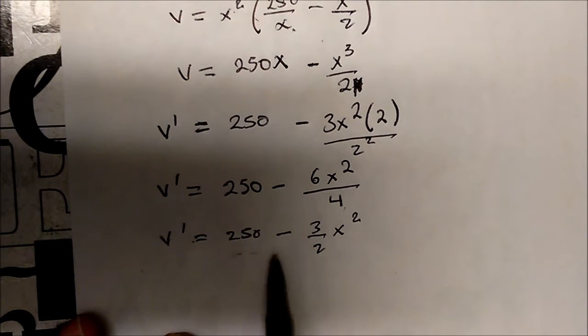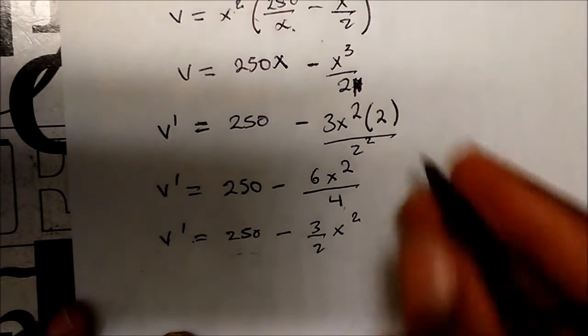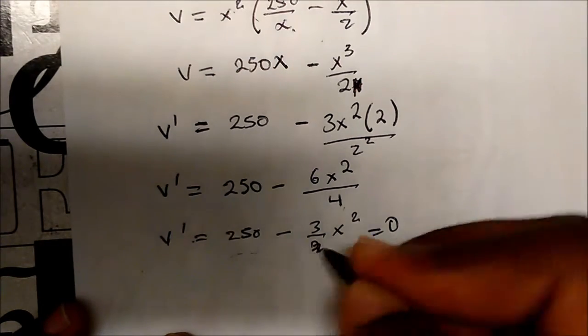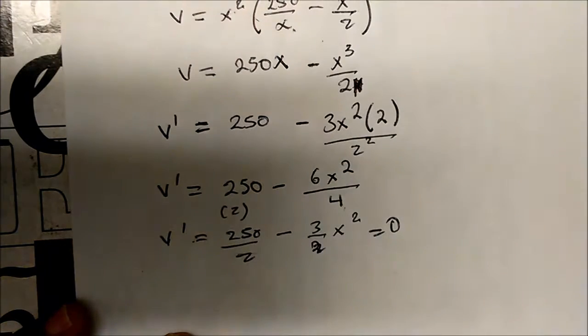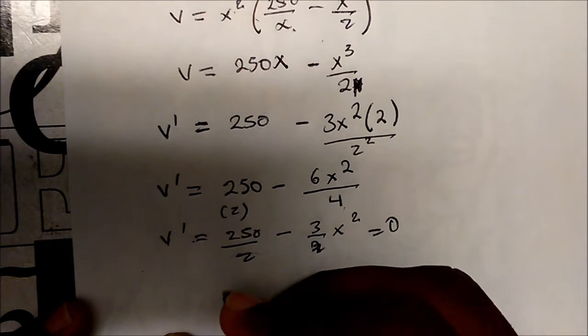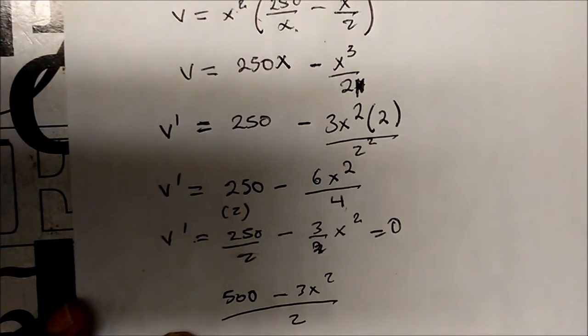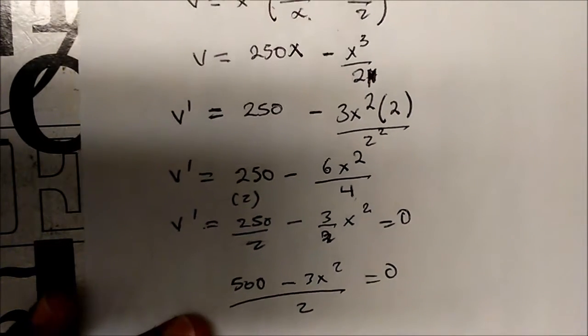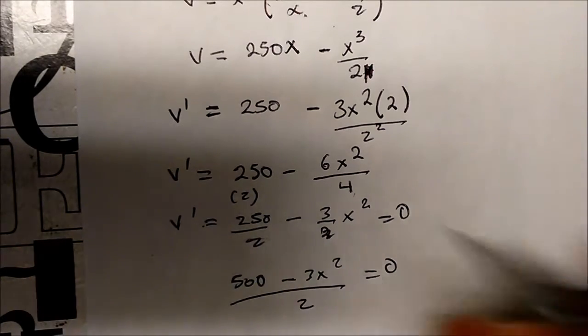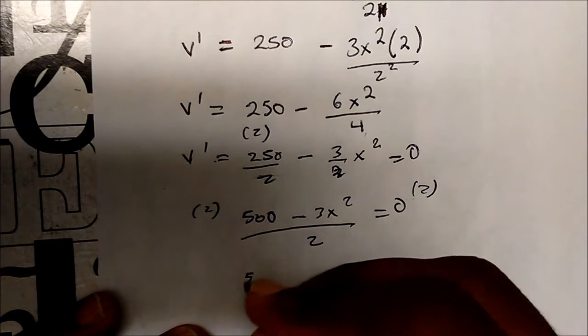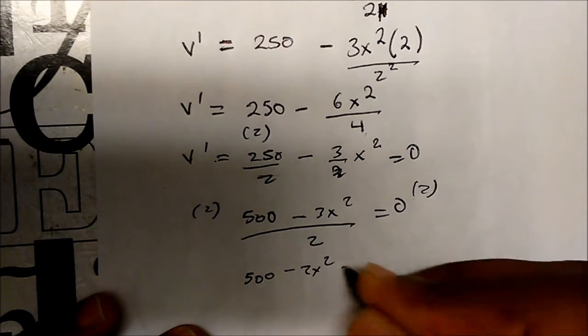All right, so now we've gotten to this step, and all we have to do now is just set our derivative equal to 0. To solve for x in this case, I'm going to find a common denominator first. So this will be 2 and this will be 2, right? So this now will be 500 minus 3x squared all over 2, and that's going to equal 0. And now I can cancel out my 2's by multiplying by 2 on both sides, and I get 500 minus 3x squared is equal to 0.